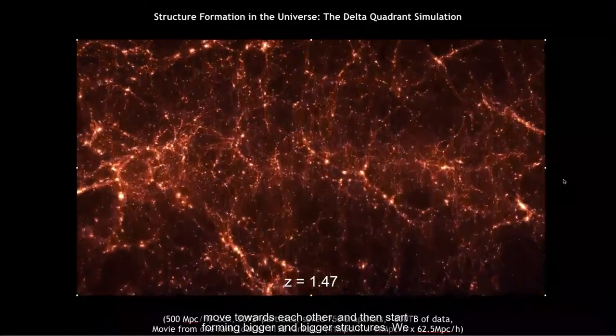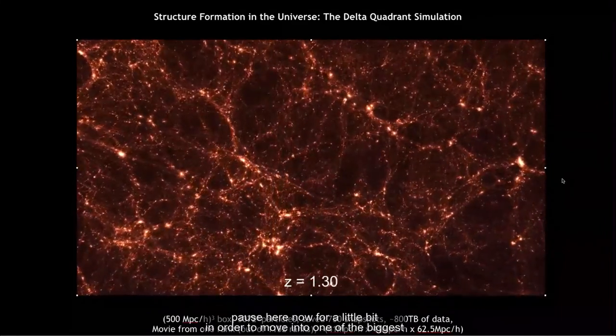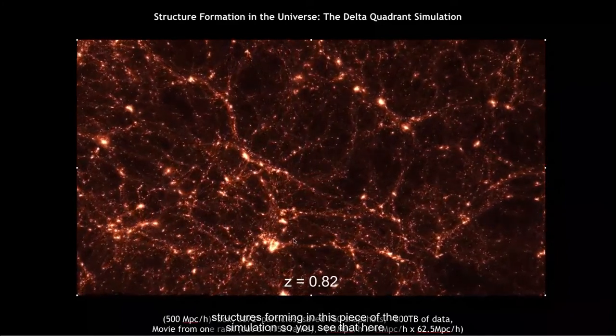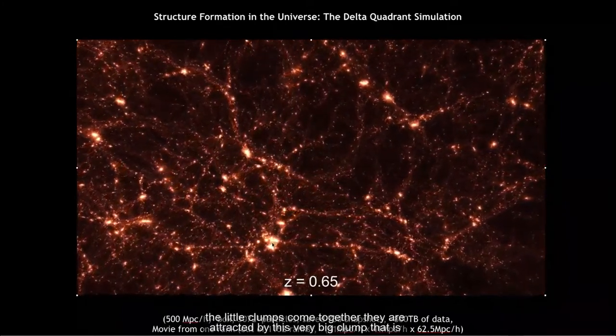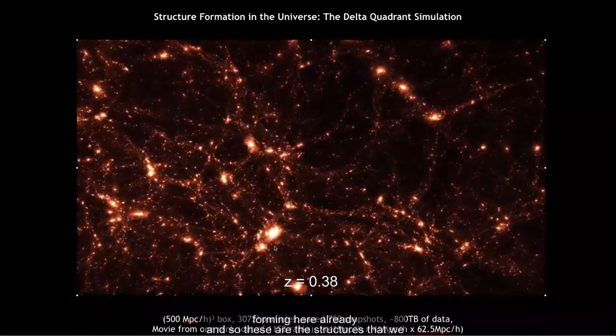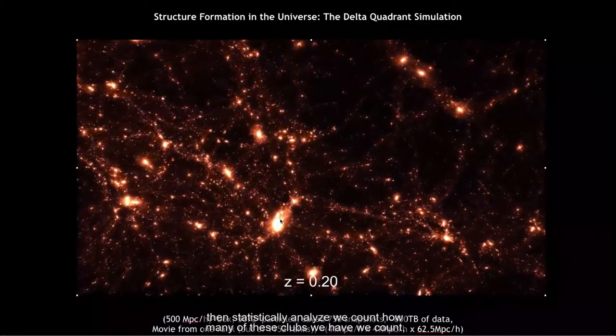and then start forming bigger and bigger structures. We pause here for a little bit in order to move into one of the biggest structures forming in this piece of the simulation. You see that the little clumps come together, they are attracted by this very big clump that is forming here already. And so these are the structures that we then statistically analyze.